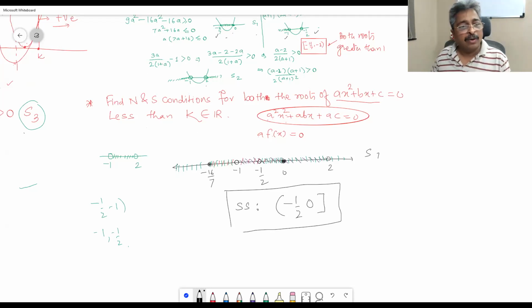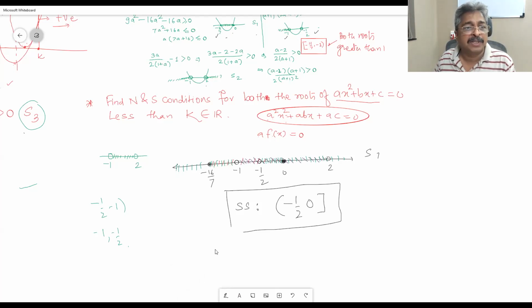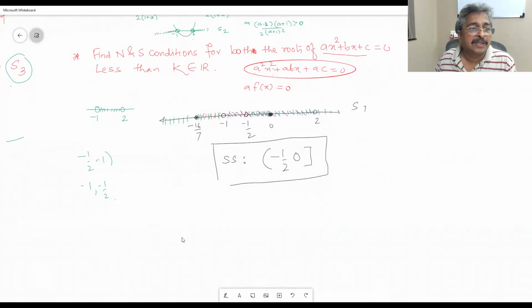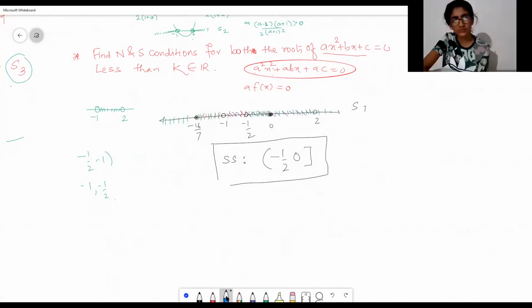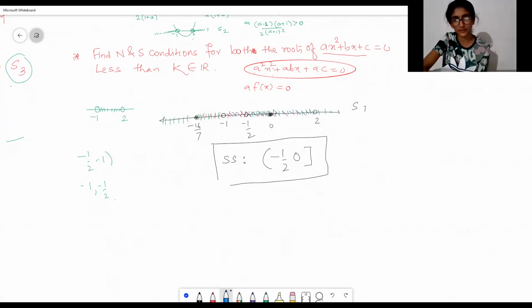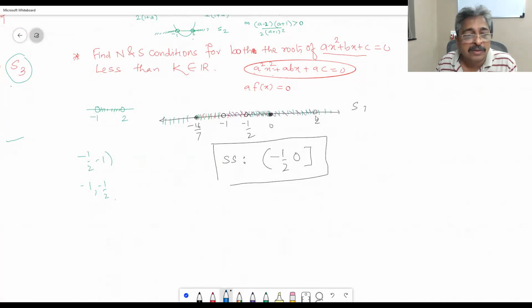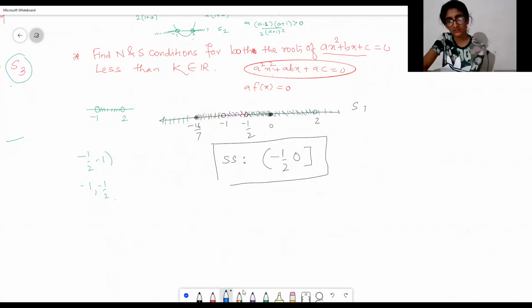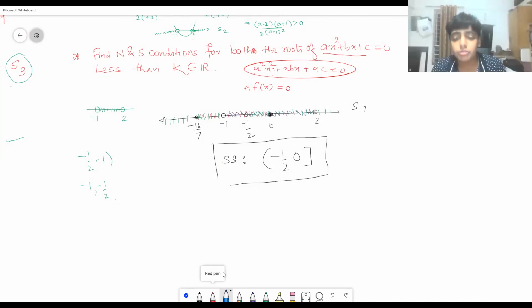Now we are supposed to do one more problem. Find the necessary and sufficient conditions. Any doubt? So 0 should be excluded. Why? In the red solution set, 0 is there. Sir, 0 would be there because both the roots would be 0. I checked actually.